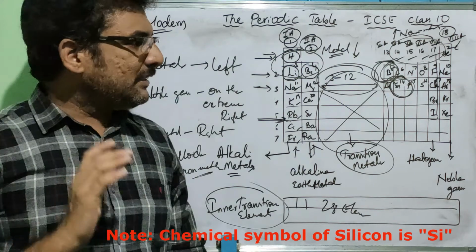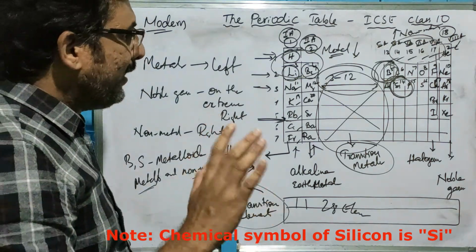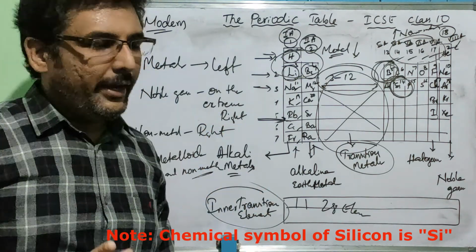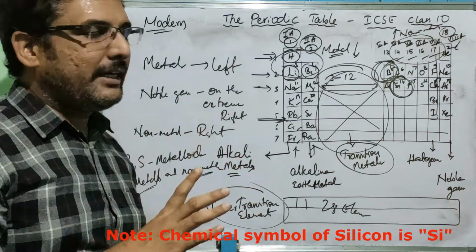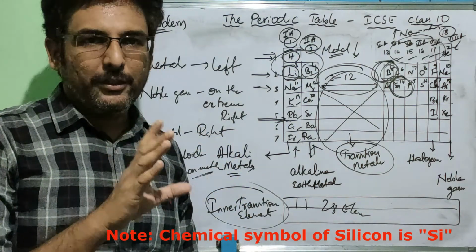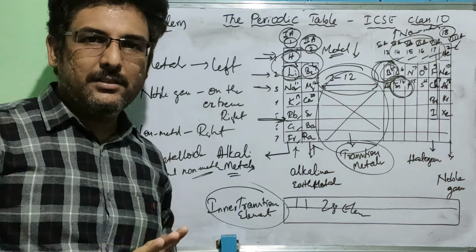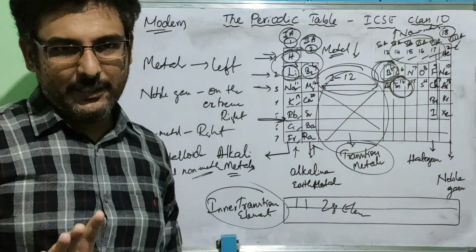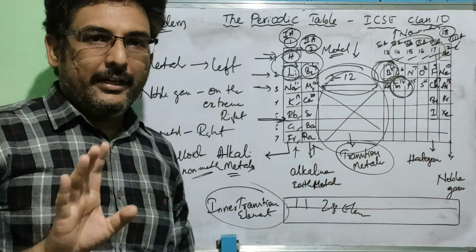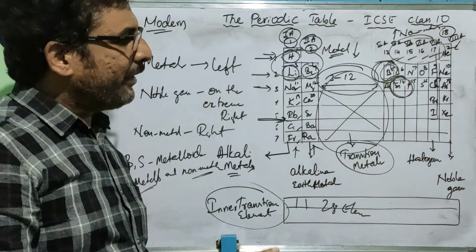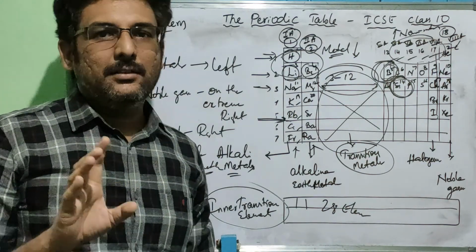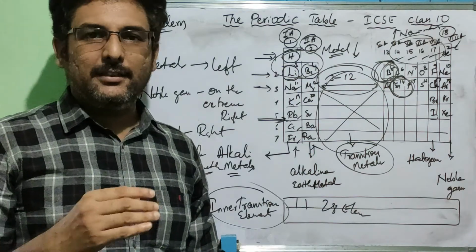So this is about the classification of elements in the periodic table, and this is how we can locate an element in the periodic table based on its number of shells and number of valence electrons. Okay, and the next topic is periodic properties. We'll discuss these periodic properties in the next class.